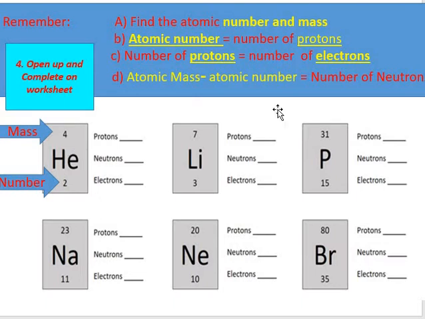On the Word document, it shows you these 4 symbols which represent some elements on the periodic table. He stands for helium. It's found in group 2. So the atomic number here for helium, number 2, tells us then that there are 2 protons. If there are 2 protons, it tells you then there are 2 electrons. The atomic mass is 4. 4 minus 2 is going to tell you how many neutrons there are. You can pause the video and complete this worksheet now, this section.